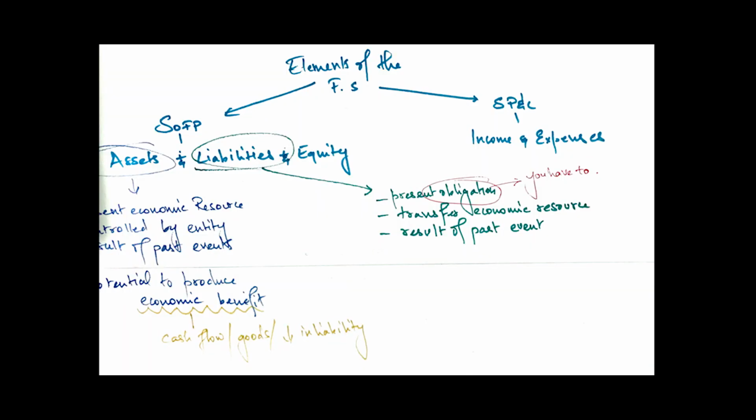Now let's come to the liabilities. A liability is a present obligation to transfer economic resource as a result of a past event. So let's take the example of a creditor. You have a present obligation to pay your creditor. Transfer of economic resource is in cash. You have to pay them in cash as a result of a past event. You would have gotten supplies from your creditor, let's say 2 months ago. So that would be your past event.